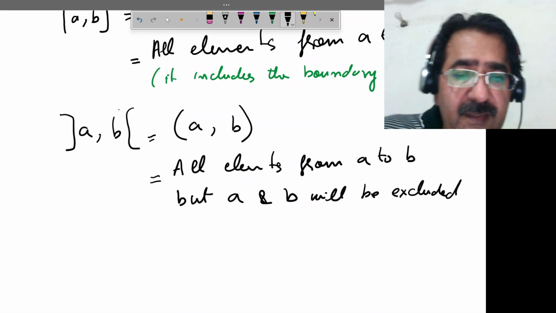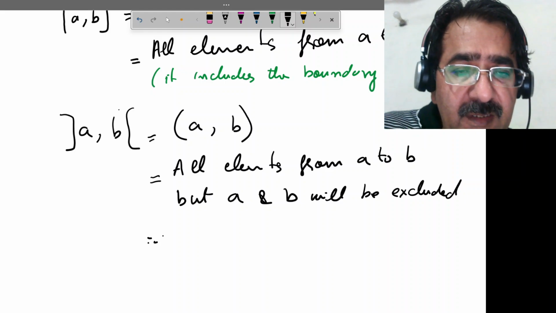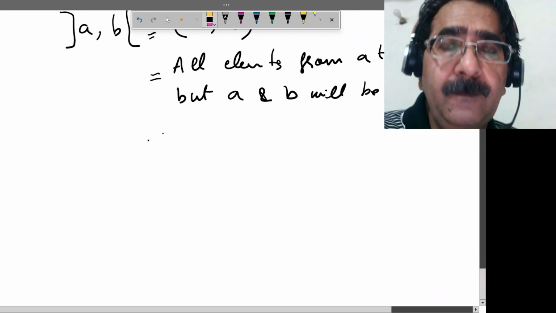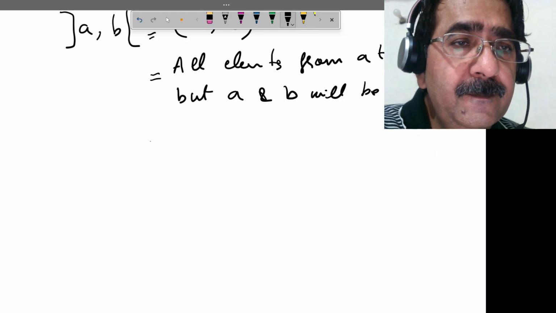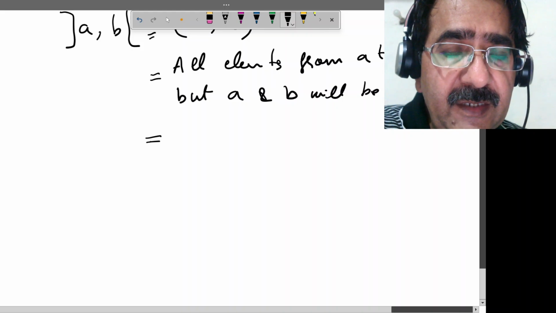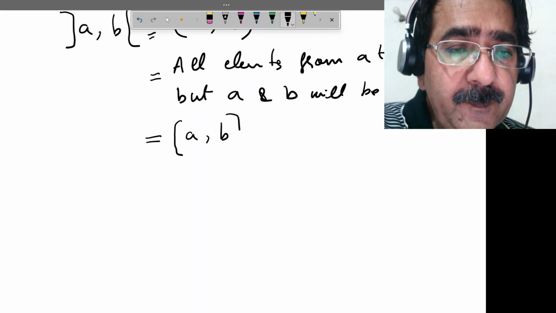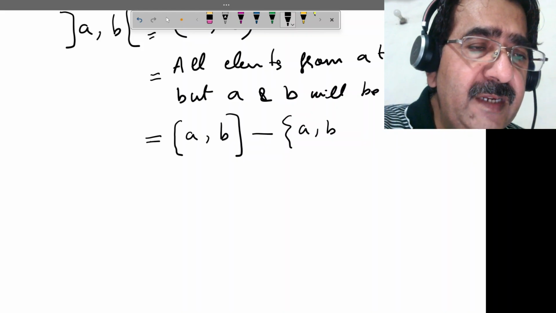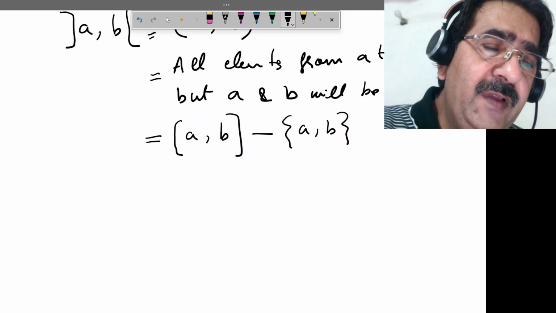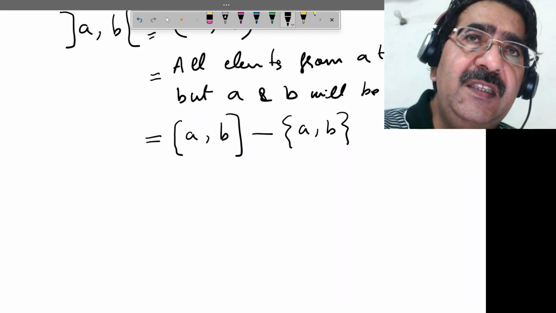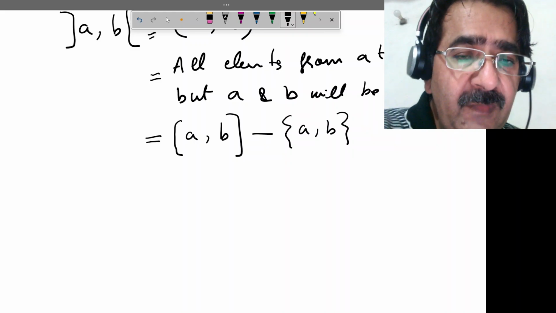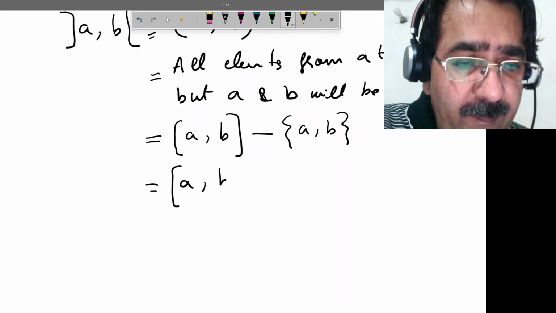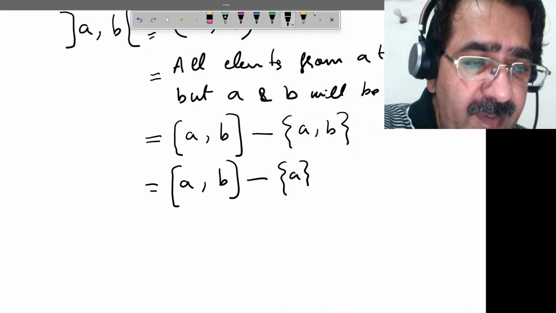You may say that actually this bracket is AB, all elements from A to B, but because the discrete bracket represents only the elements as discrete members, these have only A and B. Or you may say that this is AB minus A and B.